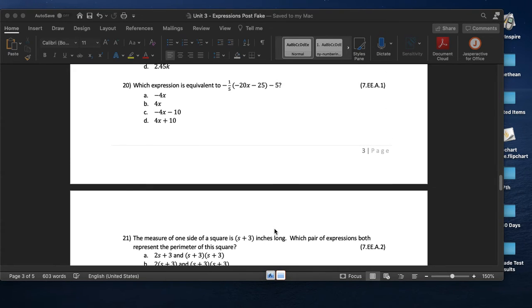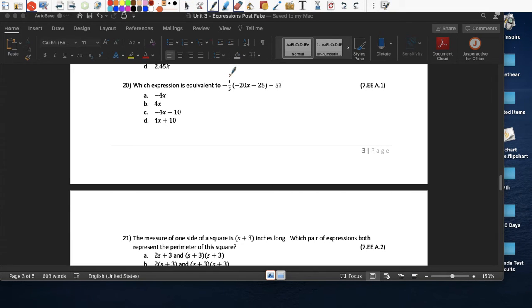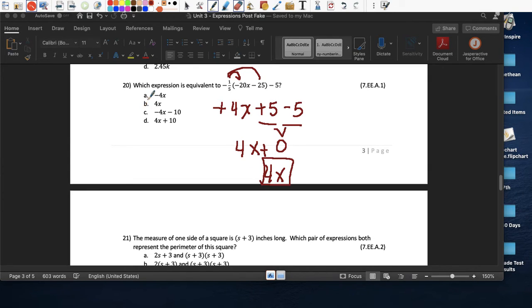Again, more distributive property. Negative and a negative is a positive. 1/5 of 20 is 4x. Negative and negative is a positive again. 1/5 of 25 is 5. And then minus 5. Can I combine like terms? Yeah, I can combine these two. What's 5 minus 5? 0. So the only thing that I have left is 4x plus 0. Do I have to write 4x plus 0? No. So I can just write 4x. B.